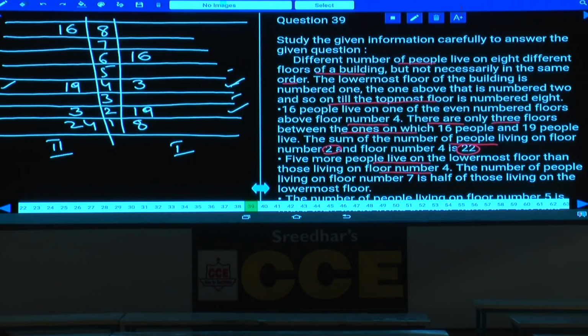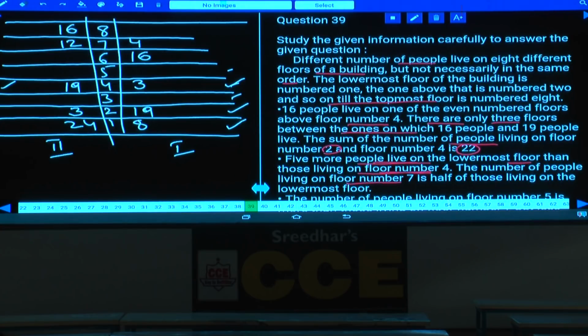Now, we have 2 possibilities. 5 more people live on the lowermost floor than those living on floor number 4. In floor number 4, 3 persons, 3 plus 5, 8 persons in case 1. And in case 2, 19 persons are living on floor number 4, 19 plus 5, 24 are living on floor number 1. Done with this? The number of people living on floor number 7 is half of those living on the lowermost floor. Now on the ground floor there are 8 persons, half of this 8 is 4, and similarly here there are 24, half of this one is 12.